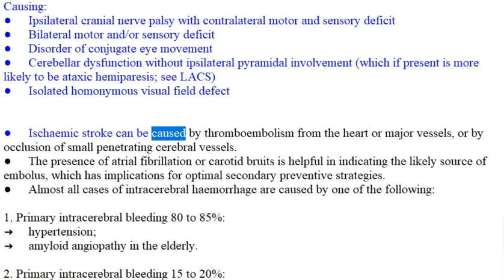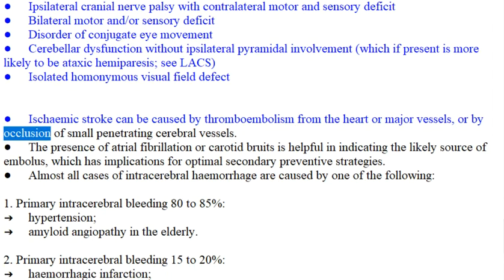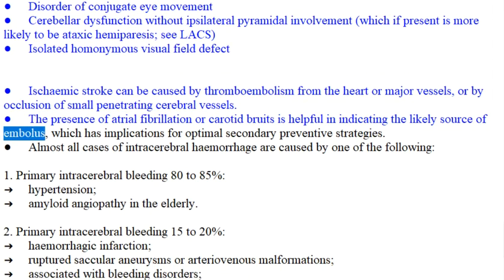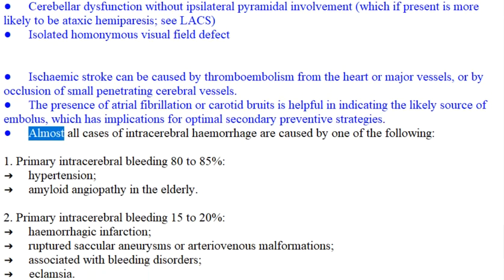Ischemic stroke can be caused by thromboembolism from the heart or major vessels, or by occlusion of small penetrating cerebral vessels. The presence of atrial fibrillation or carotid bruits is helpful in indicating the likely source of embolus, which has implications for optimal secondary preventive strategies. Almost all cases of intracerebral hemorrhage are caused by one of the following.